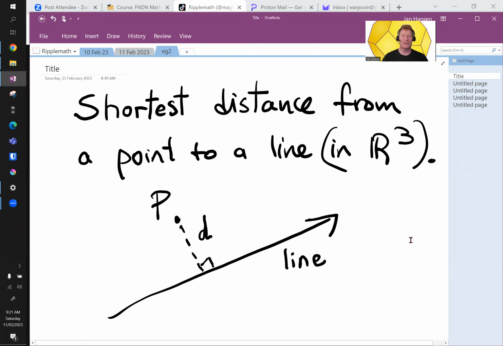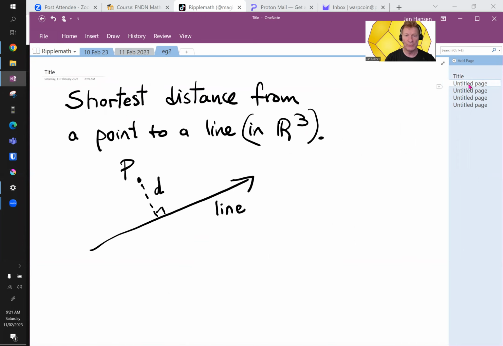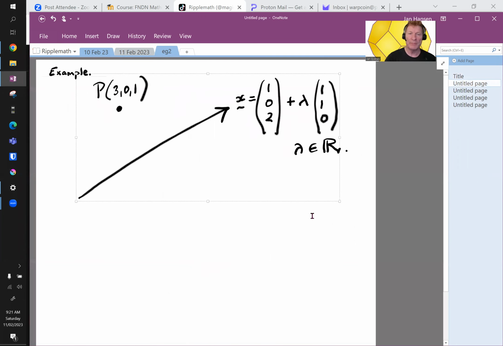So there's our question: the shortest distance from a point to a line in R3. It could be in R2, it really doesn't matter which space it's in. The formula applies equally well to everything. So for example, here's an example I made up.